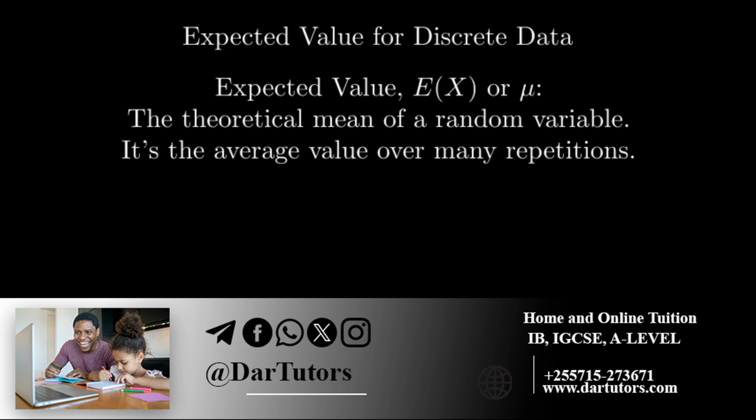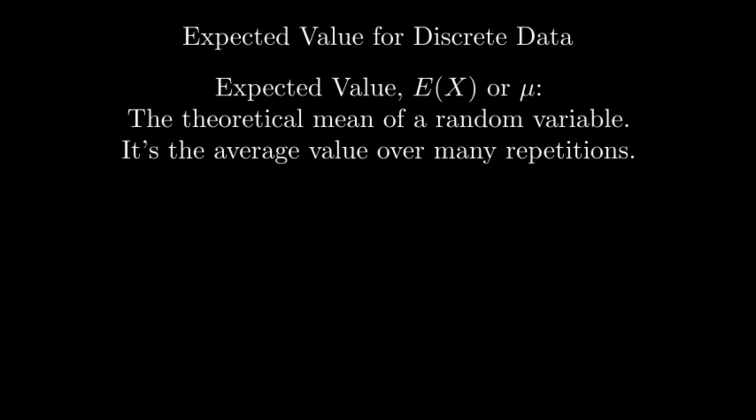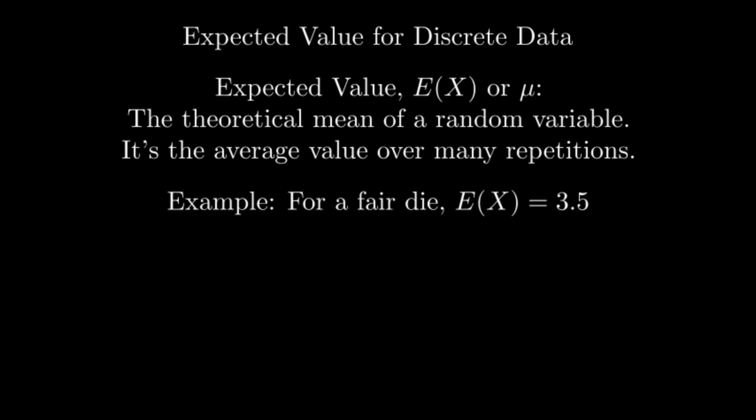Let's go back to our dice example. The outcomes are 1, 2, 3, 4, 5, 6. If you rolled the die thousands of times, you'd expect to get about the same number of 1s, 2s, 3s, and so on. The average of all those rolls would get very close to 3.5. So the expected value of a single roll of a fair die is 3.5.